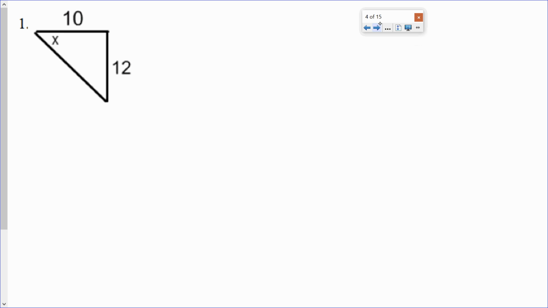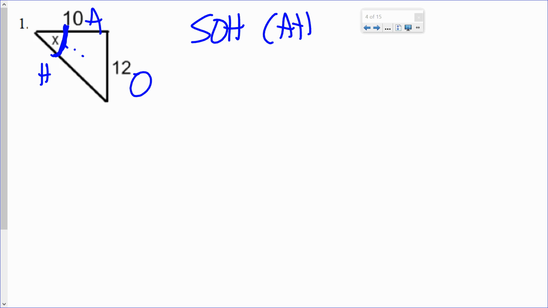So first step is to label my A, my O, and my H. I'm going to always draw a little arc around the angle because this arc, if you remember, always connects the H and the A. So I'm going to start with the H, which is the long slanted side opposite the right angle, this one. The angle connects the H to the A. The O is the side opposite. I know because there's an angle involved, I'm going to be using SOHCAHTOA.